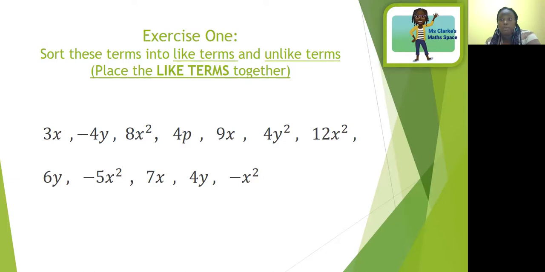So you want to group things that have the same variables. You want to group all the x's together, all the y's together, all the whatever other letters together, and make sure that they have the same power as well. So I'll give you all a minute, and you watch my beautiful face. You know, you're going to be doing your work.